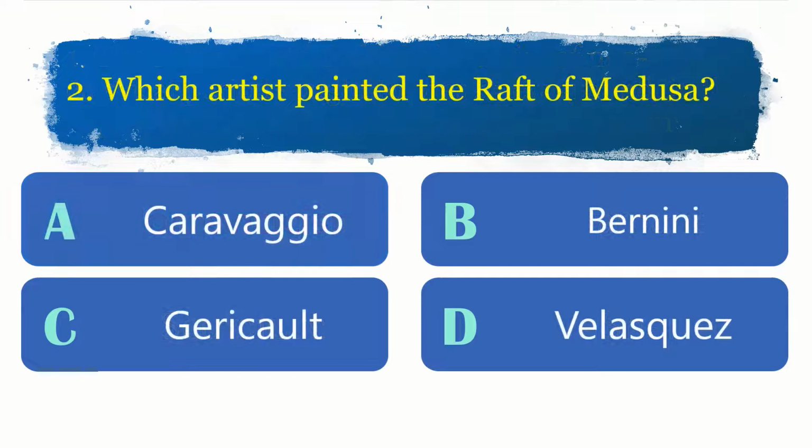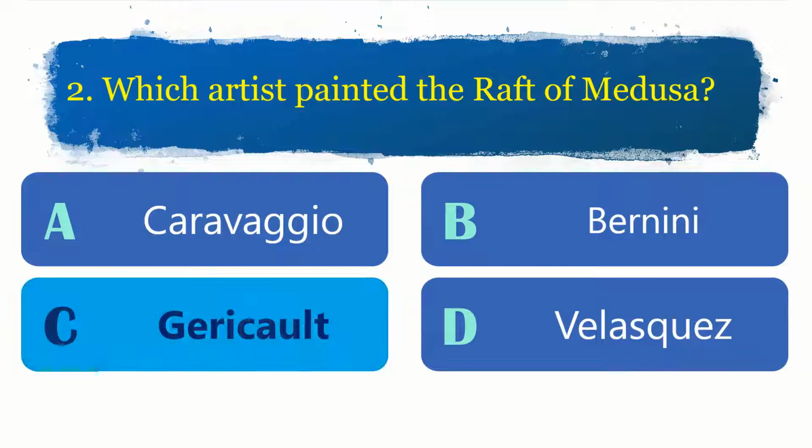Romanticism. 2. Which artist painted the Raft of Medusa? A. Caravaggio. B. Bernini. C. Gericault. D. Velázquez. The correct answer is C.